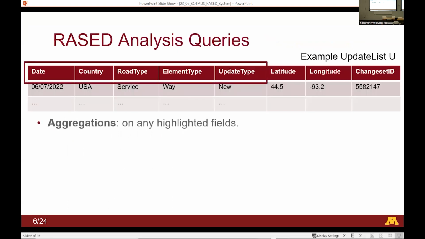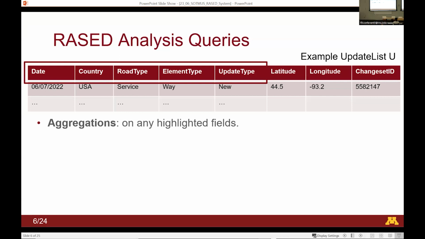Let me show you an example of RASED analysis queries. But first of all, I want you to imagine that we want to have such a table. This is just an imaginary table. There is no table like this in OSM. So we're going to imagine constructing it. We call it the example update list. Think of the columns. We have the date something changed in OSM, the country, the road type, like service, residential roads, and so on, and the element type in OSM, way, node, etc. And the type of update, whether it's a new road or a topological update, or just a metadata or tags update, and then the precise location and the changeset ID.